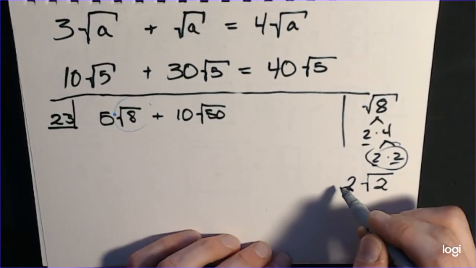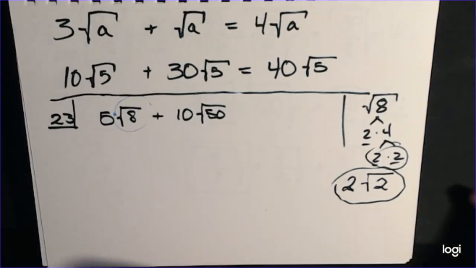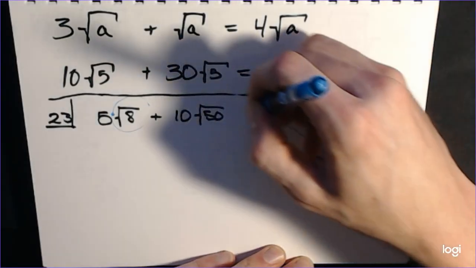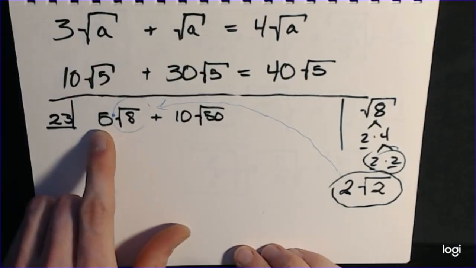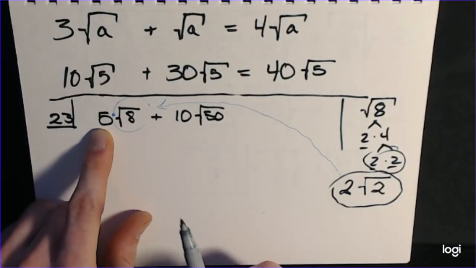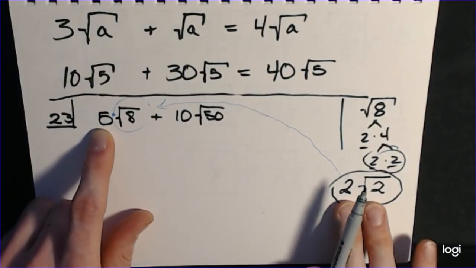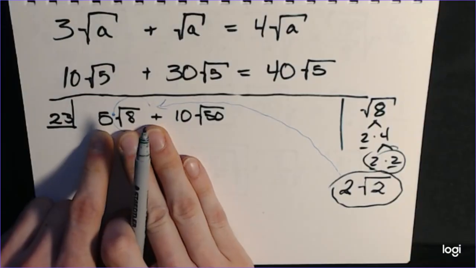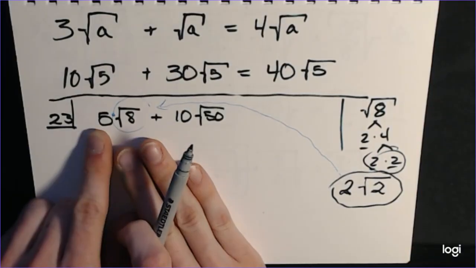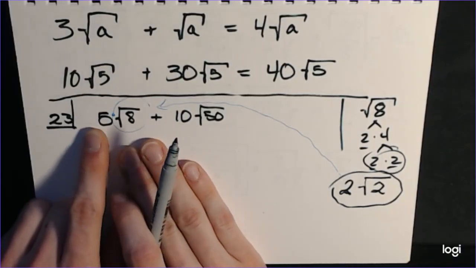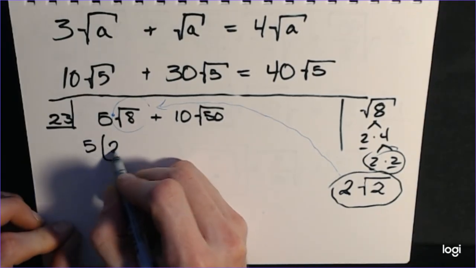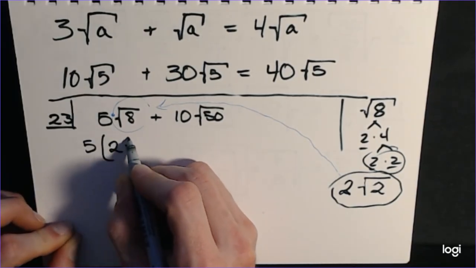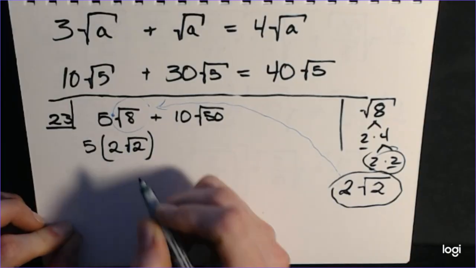So now we have to take this whole piece and bring it back over to substitute it in place of the square root of 8. And the 5 is going to multiply it. So when we substitute things in for other things, it's a good habit to always put parentheses around them. So that's what I'm going to do here. I'm going to write 5 times 2 times the square root of 2.